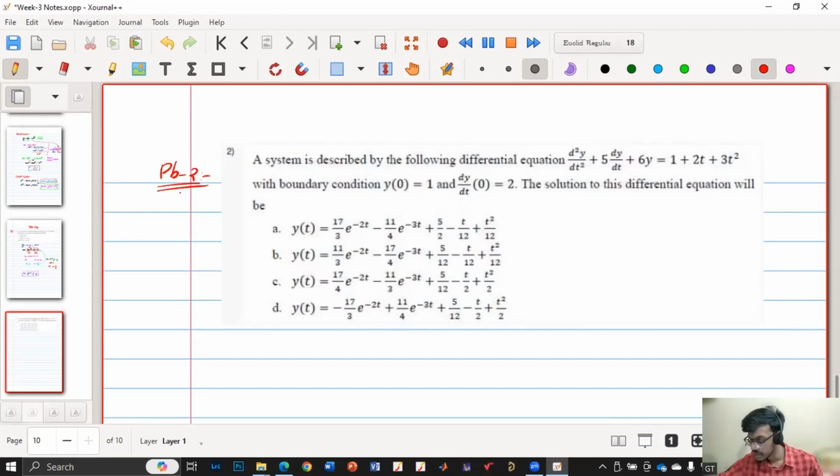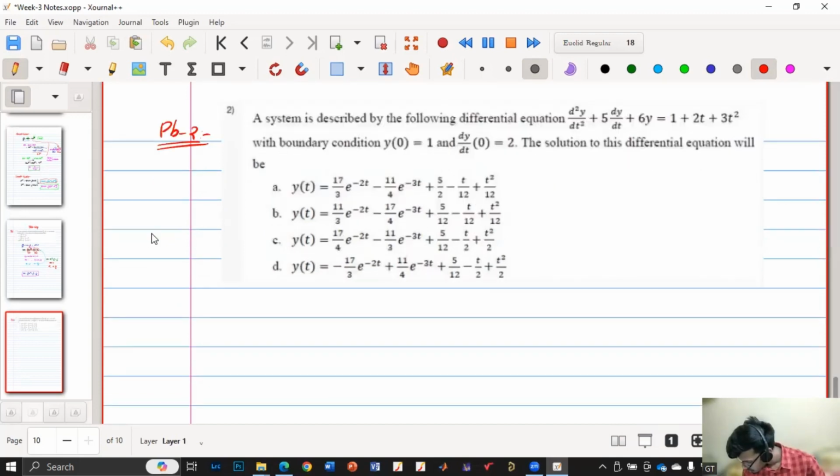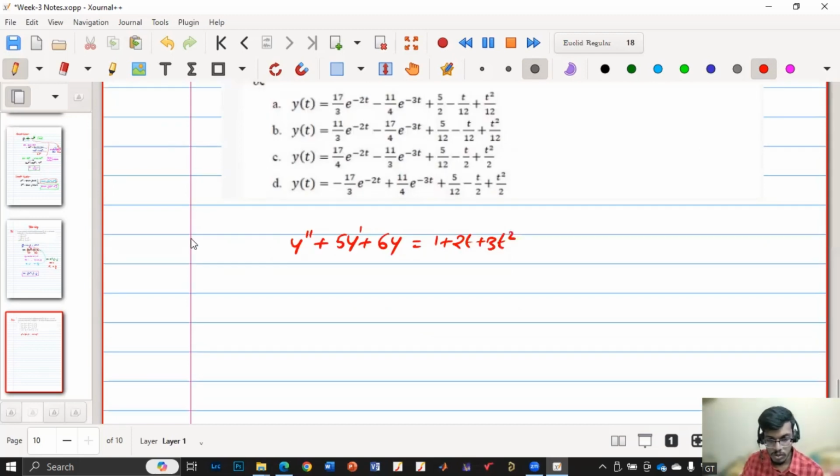So problem 2, we have a second order equation. The equation is y double dash plus 5y dash plus 6y is equal to 1 plus 2t plus 3t square. First, I'll calculate the roots. The characteristic equation is D square plus 5D plus 6 equals 0. So the roots are minus 2 and minus 3. Now what is the generalized solution?